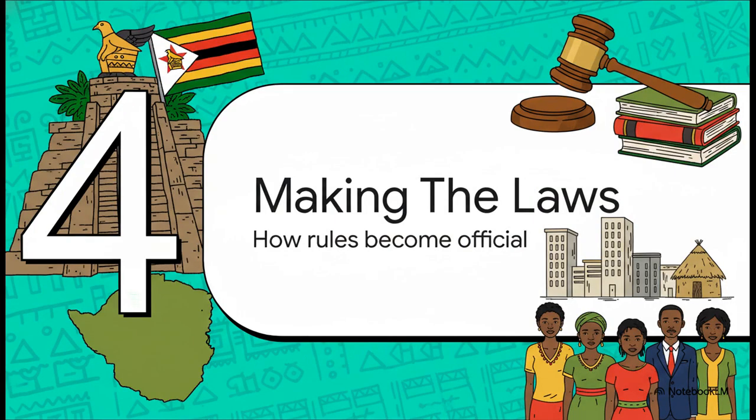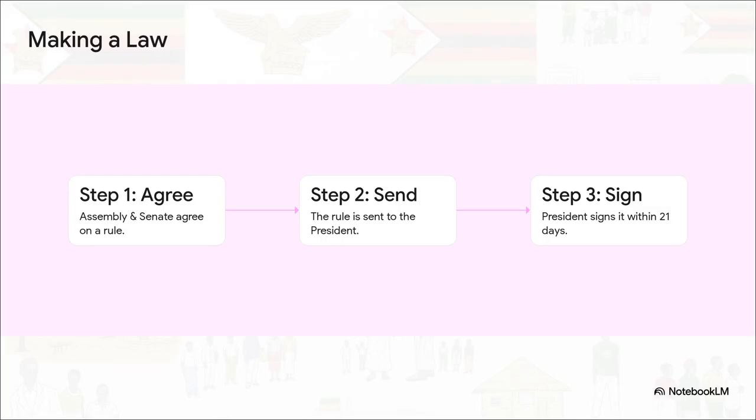Section 4, making the laws. Basically, how does a proposed rule become an official law? Okay, so we know who is in the rooms, but how do they actually make a rule that everyone must follow? Section 131 of the Constitution gives us a very simple 3-step journey.